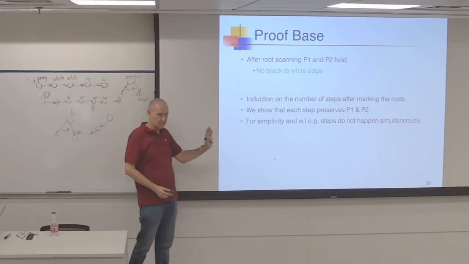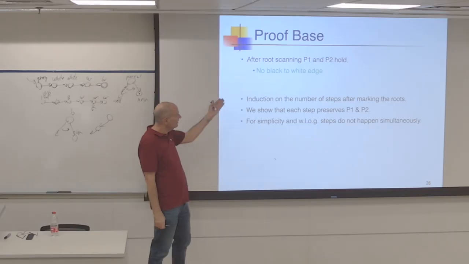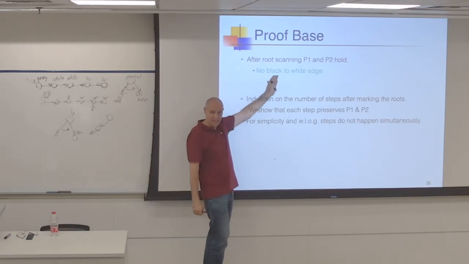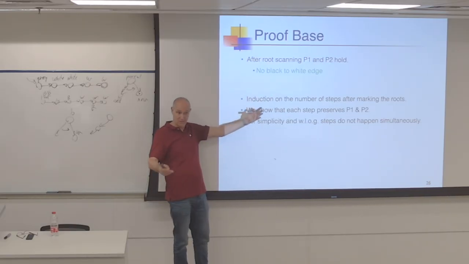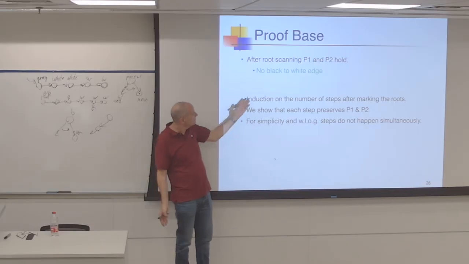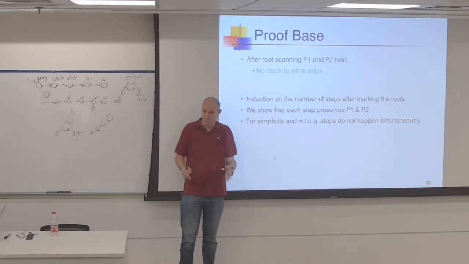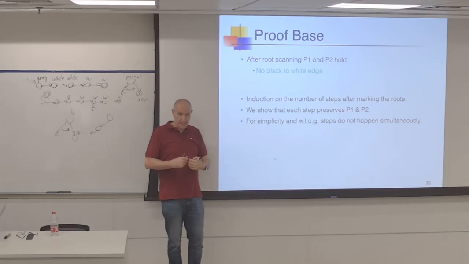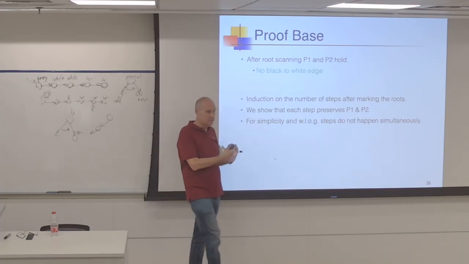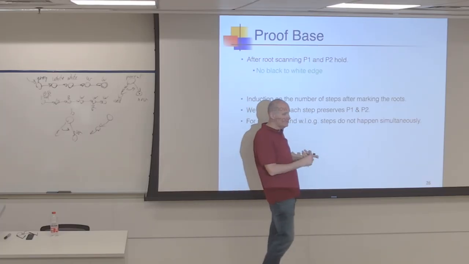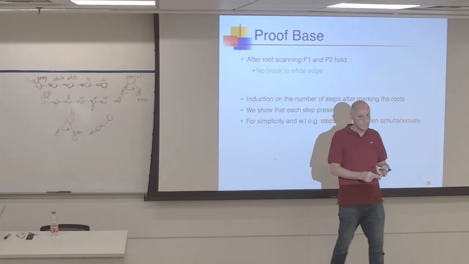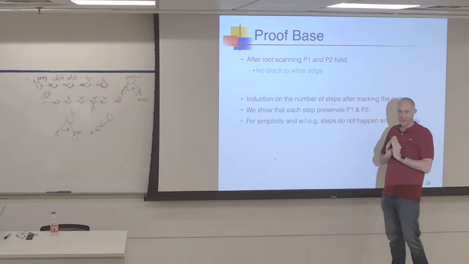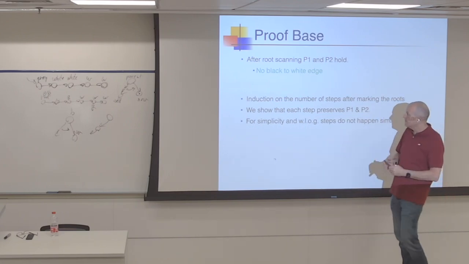That was our first lemma. Great. So after the root scanning, after marking the roots, shading the roots, everything is okay. I have the two invariants. Now I have to show that whatever is done on that graph, any step that the collector or the mutator is executing, I keep the two invariants inductively.